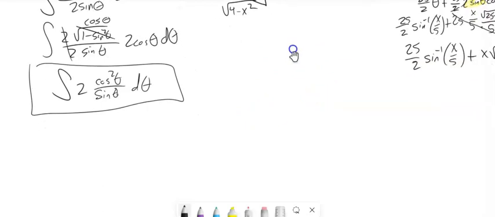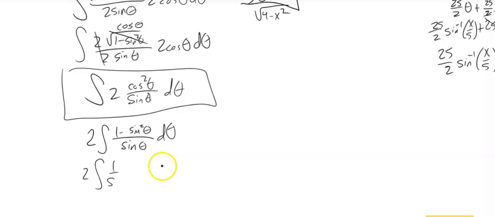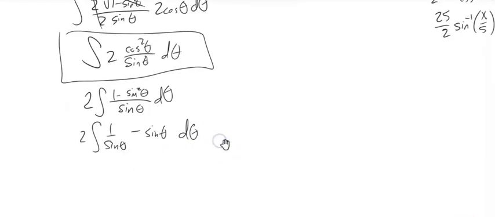So let's go ahead and dig into that. Cosine squared is 1 minus sine squared. These are both divided by sine, so I'm going to distribute that. I'm going to think of this as 1 over sine minus sine squared over sine, which is sine. So I can split this into two integrals. 1 over sine. 1 over sine is cosecant.